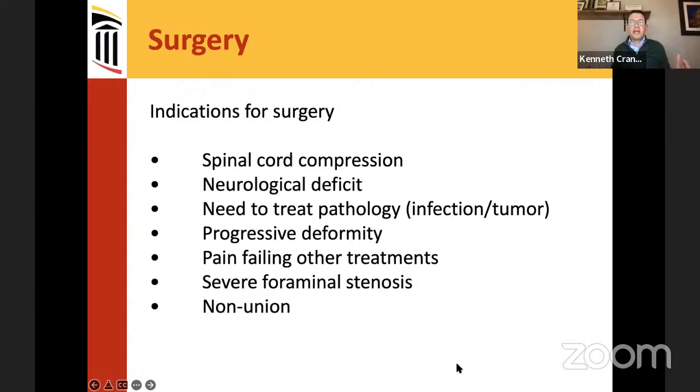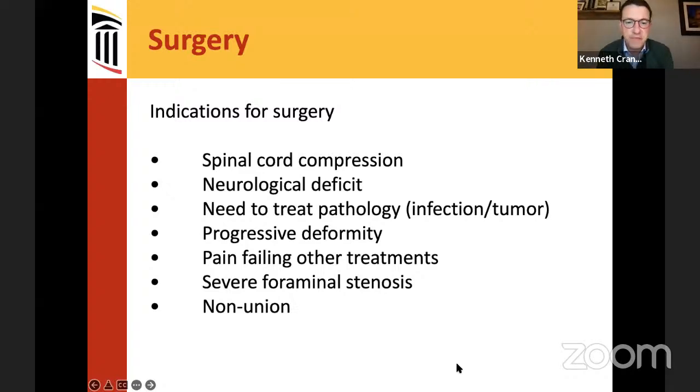So what is the main indication for why we operate on these patients? Obviously, paramount is spinal cord compression and neurologic deficit. And sometimes spinal cord compression, even if they don't have neurologic deficit, if you're worried about something that's unstable or something that has the propensity to worsen over time. Obviously, another indication is the need to treat the offending pathology, such as an infection or a tumor, if the patient is experiencing a progressive deformity, or if they have significant pain that is failing other more conservative treatments.